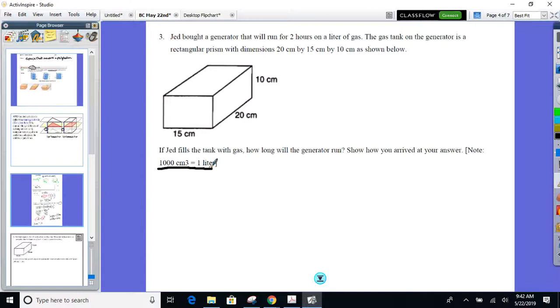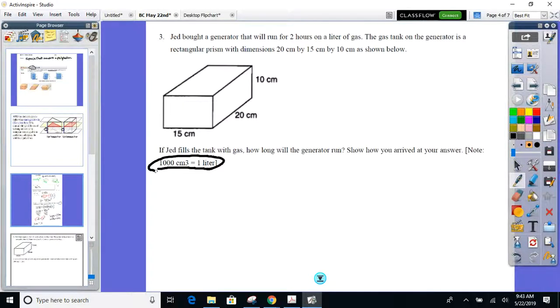I got a quick question before we start. Why is this volume and not surface area? That's what I'm asking. Okay, one of two ways. Yes, you're filling it up with gas, so inside, or they gave you this conversion, which is in cubic centimeters. All right. Why would you just cover it with gas?